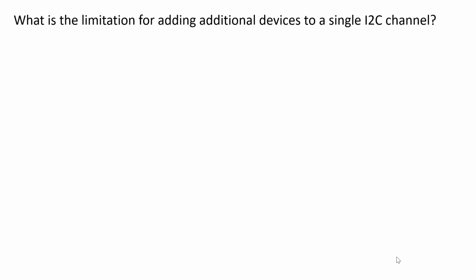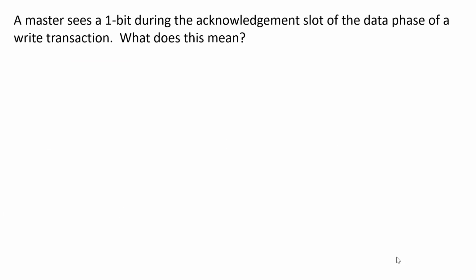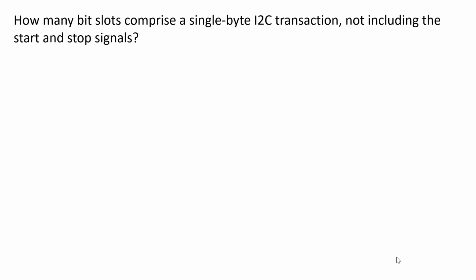Okay. Master sees a 1-bit. Okay, we got that. How many bit slots comprise a single byte I2C transaction, not including the start and stop signals? Well, it's 9 bits and 9 bits, right? 18. Okay, that's it. Any questions?